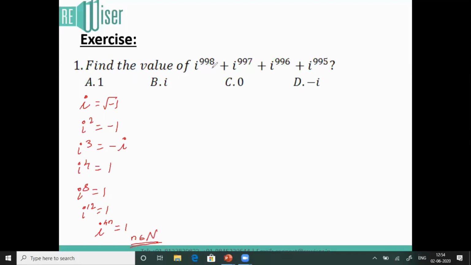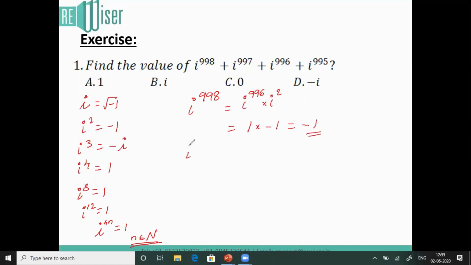So in that case, for i power 998, I have to write the closest multiple of 4 to 998. So then i power 998 can be written as i power 996 times i square. The reason I'm writing it like this is that 996 is a multiple of 4. So i power 996 would be 1 and i square value is -1. So that is the reason the value of i power 998 would be -1.